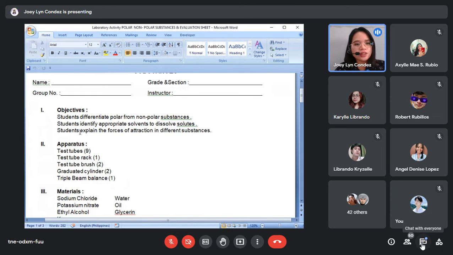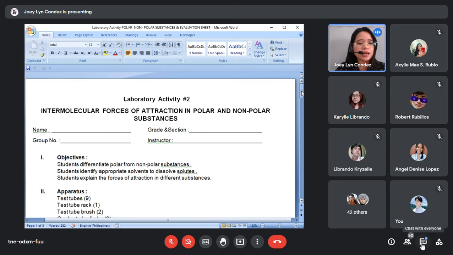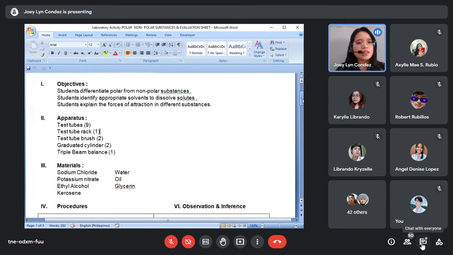So here are the main objectives. That's for you to identify if it's polar and non-polar, or identify appropriate solvents to dissolve solutes. Supposedly this was last week, but again, we were busy with the science one. But this is related to your previous lesson. So again, leaders, please take note, at 11 a.m.